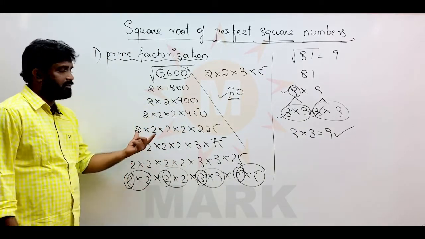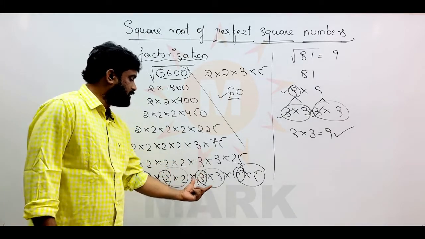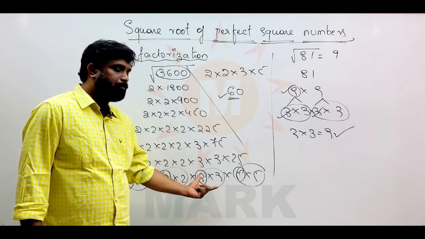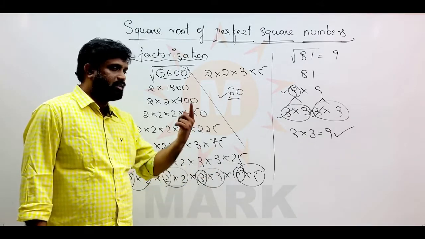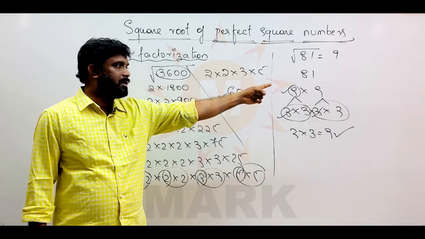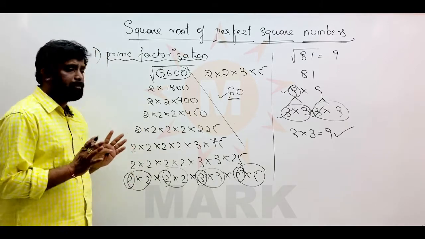If the given number is a perfect square, you will get the multiplied numbers in this kind of pairs. From every pair you take one number and multiply them, and you will get the square root. So with the smaller number 81 I have proved this. This is how prime factorization works, a very basic method.